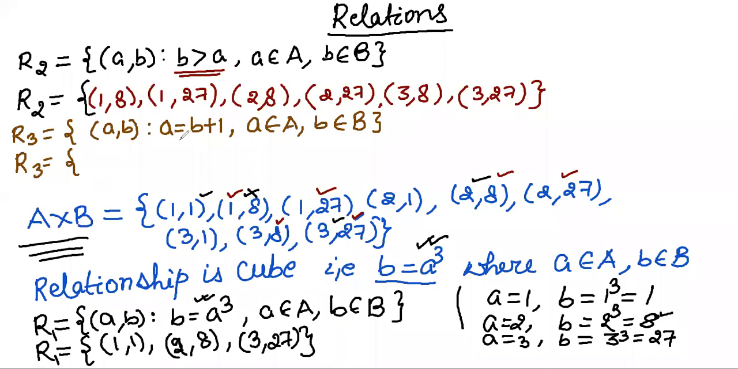Your condition is a equals b plus 1. Okay, we'll find out. So your first is (1, 1). This is a and this is b. If you are applying b equals 1, then a should be 1 plus 1, which is 2. So it is not satisfying. Now secondly, this is a, this is b. Again it is not satisfying. This is again a, this is b. Again not satisfying.